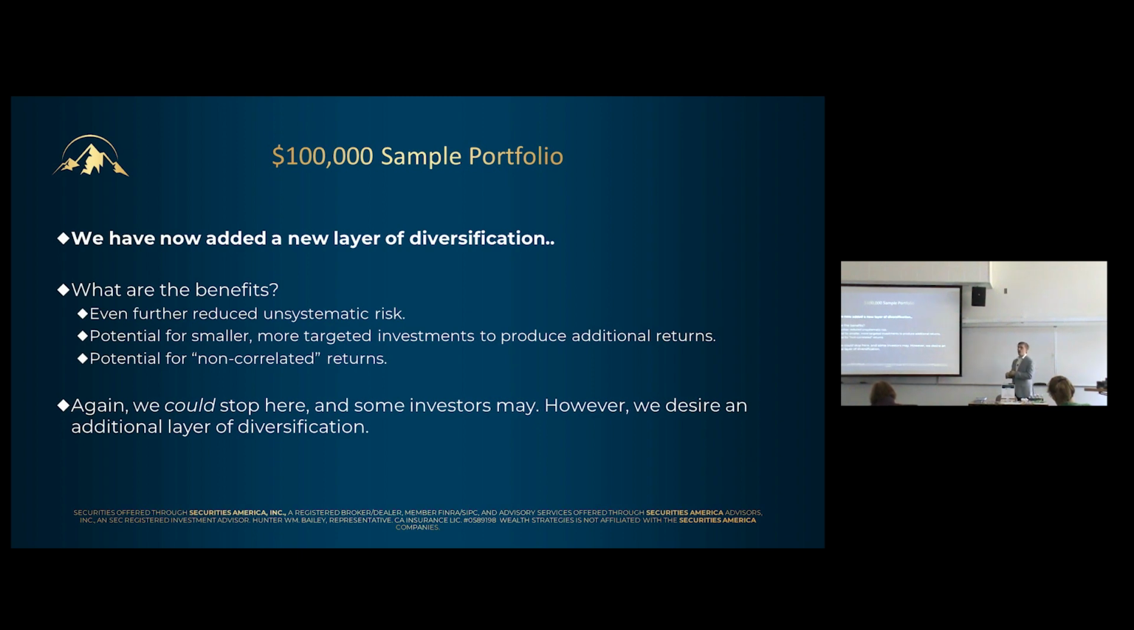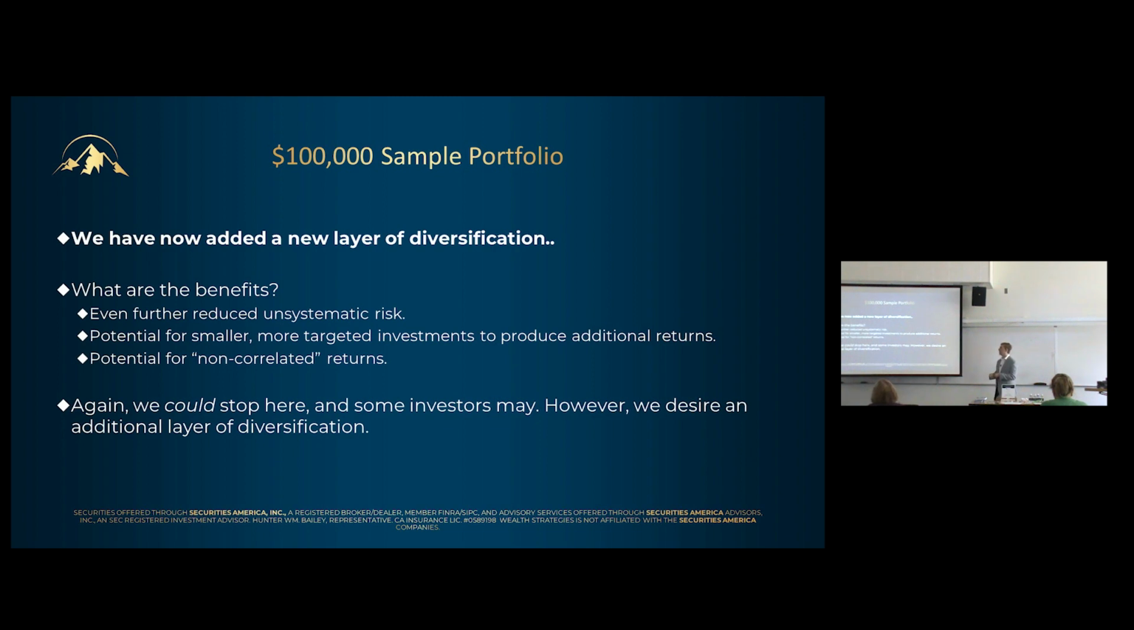So now, after that process, we have added another layer of diversification. So what are the benefits of what we just did? Why did we do it in the first place? Firstly, we even further reduced our unsystematic risk. Some of the risks come from having certain companies, and now that we're adding in even more companies and more different types of assets, we're reducing that unsystematic risk even more.